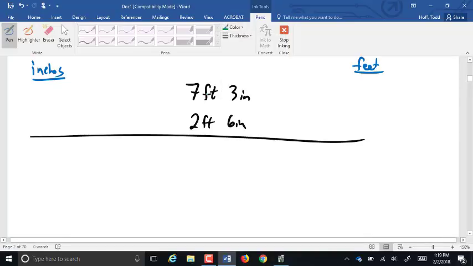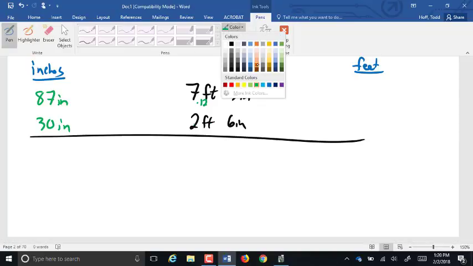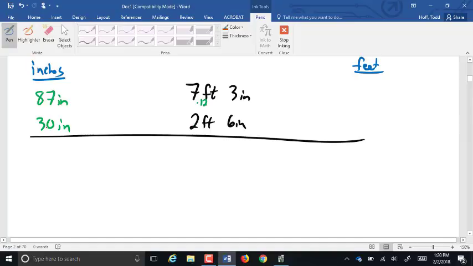How would we convert those into inches? So 7 times 12 is 84 plus the 3, 87 inches. Kind of like converting a mixed number into an improper fraction. So for the 2 feet 6 inches, 2 times 12 is 24 plus 6 is 30 inches. So now we have 87 inches times 30 inches, which is 2,610, isn't it? Square inches.